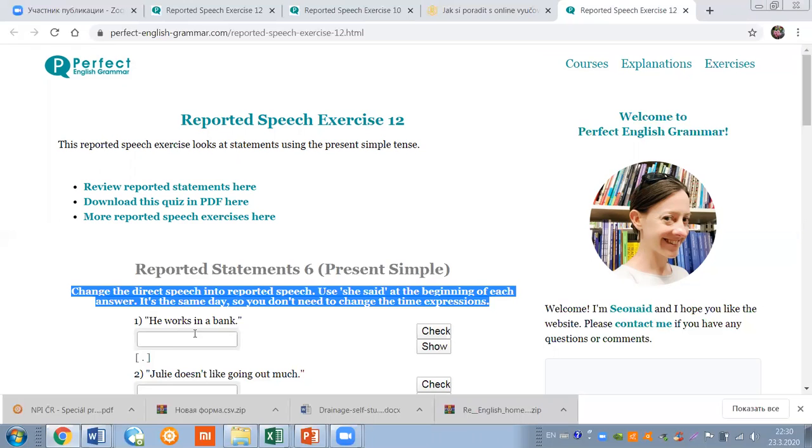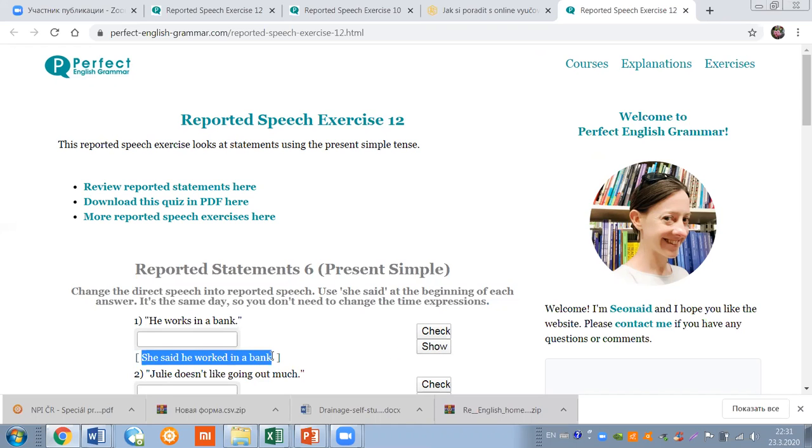Okay, he works in a bank. So we need to start our phrase with "she said", and that would be "she said that he..." Present simple is used here in the direct speech, so we change it to the past simple. And the correct answer: she said, he worked in a bank.